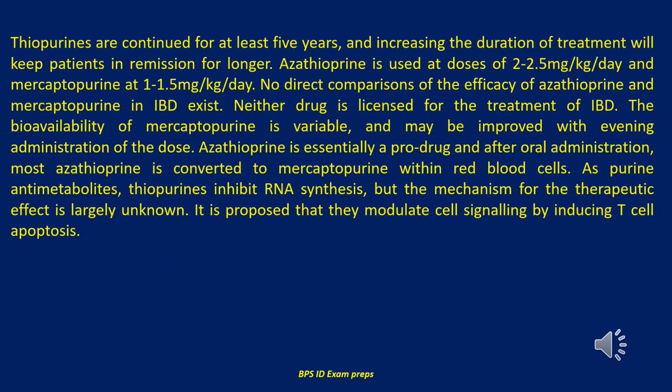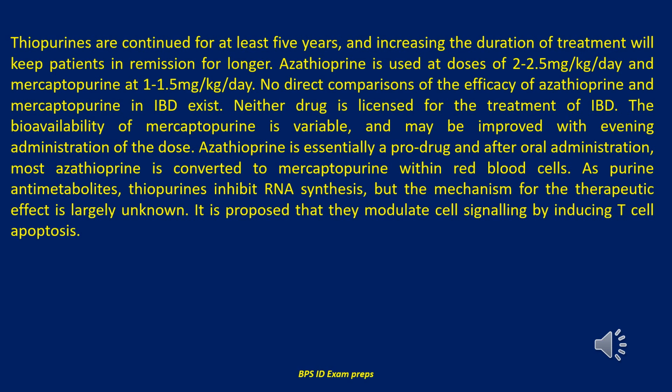Thiopurines are continued for at least 5 years, and increasing the duration of treatment will keep patients in remission for longer. Azathioprine is used at doses of 2 to 2.5 mg per kilogram per day and mercaptopurine at 1 to 1.5 mg per kilogram per day. No direct comparisons of the efficacy of azathioprine and mercaptopurine in inflammatory bowel disease exist. Neither drug is licensed for the treatment of inflammatory bowel disease.